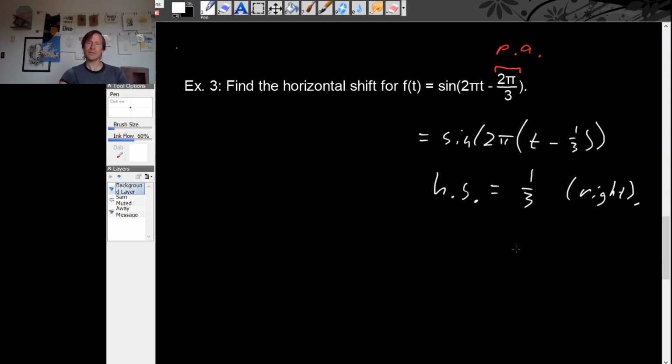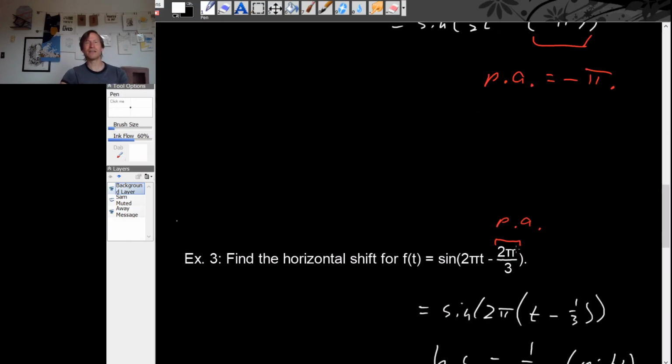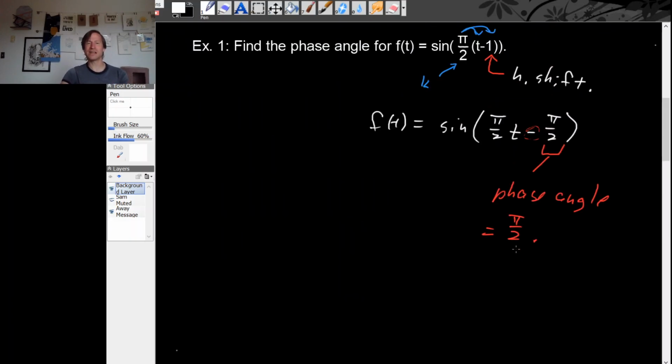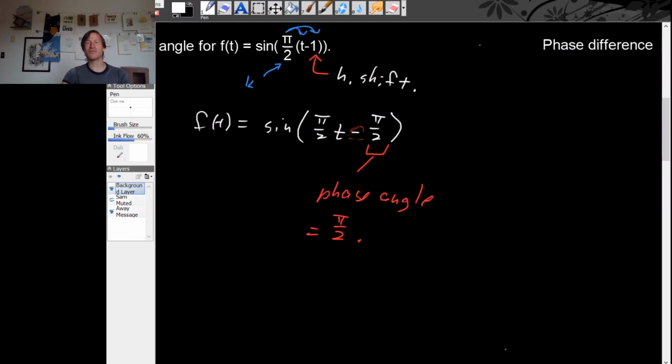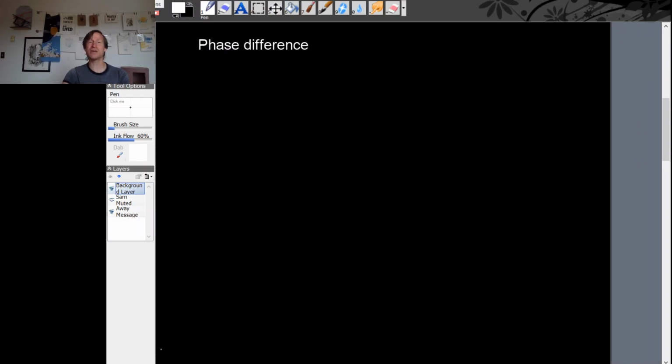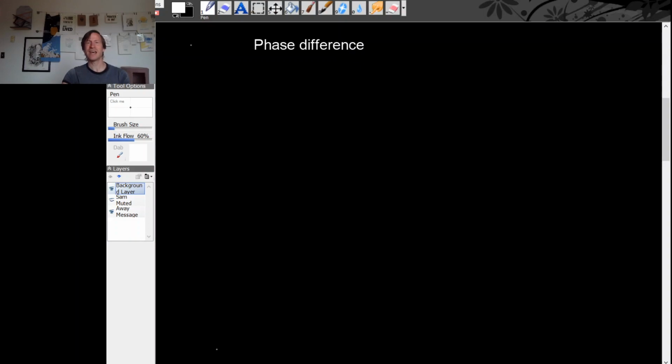Now, one reason why the phase angle is important is because in many physical situations, you want to compare two sinusoidal functions, and how their phases compare usually has a big impact on how the physical situation works out. So it's important to know what the difference in phase between two sinusoidal functions is.